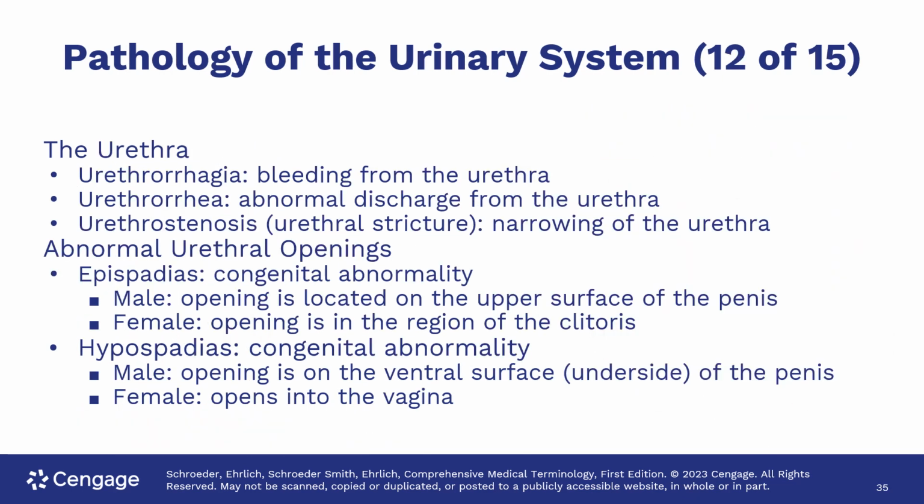For the urethra, you can have bleeding, urethragia, or discharge, urethruria. The opening can be narrowed, called urethrostenosis, or the opening can be located in an abnormal position, like on the top of the penis or next to the clitoris, as in epispadias. Or in hypospadias, the opening is on the underside of the penis or in the vagina.